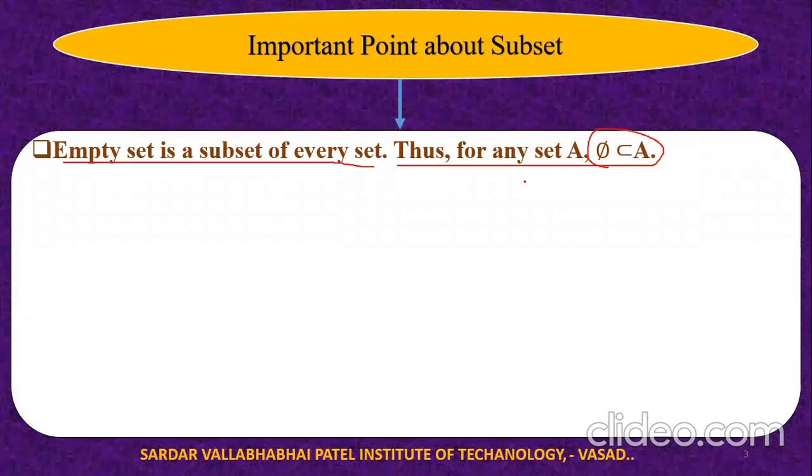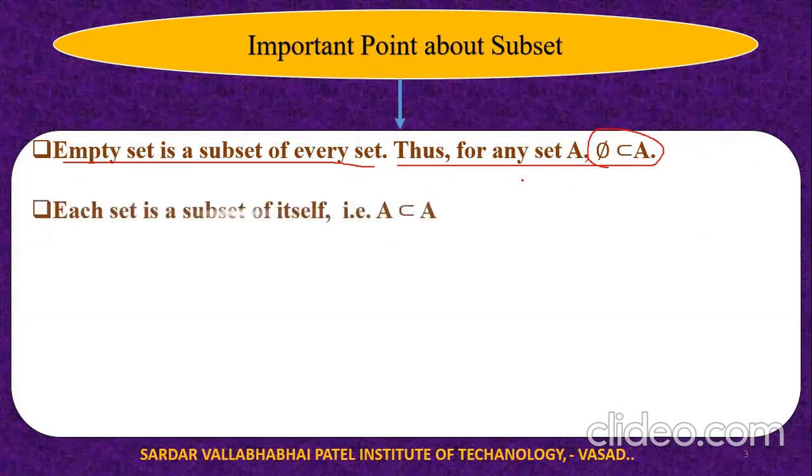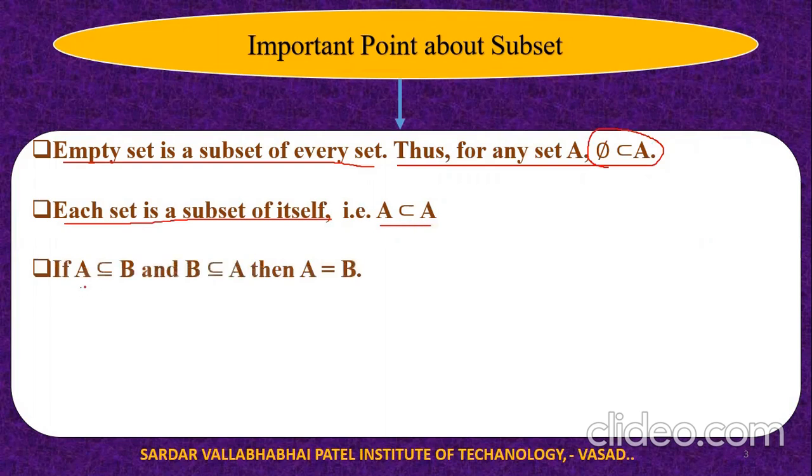The next important concept: each set is a subset of itself. So each set is always a subset of itself, and we denote A ⊆ A. Now next, if A ⊆ B and B ⊆ A, then A is equal to B.